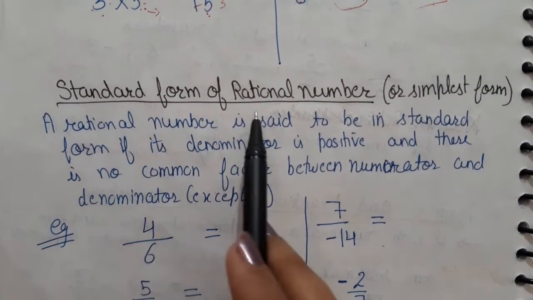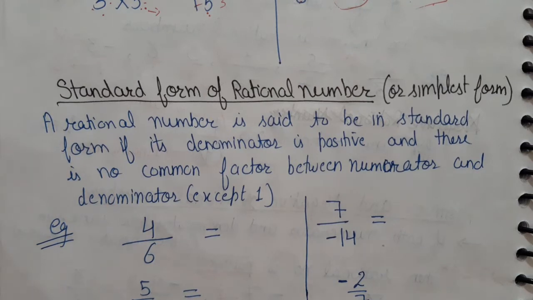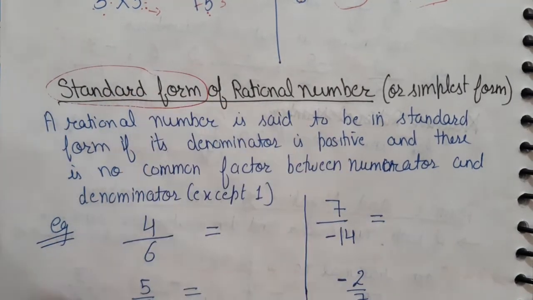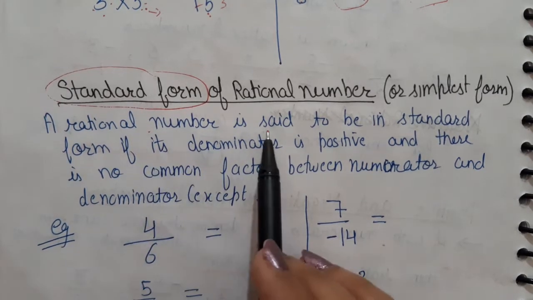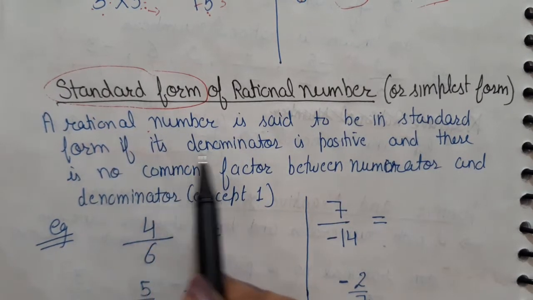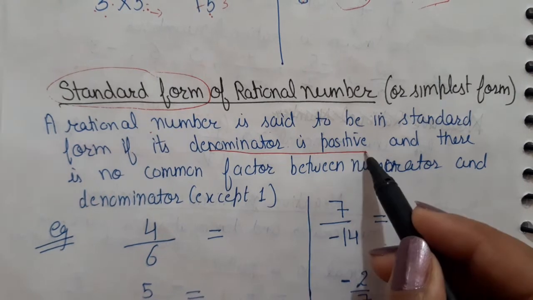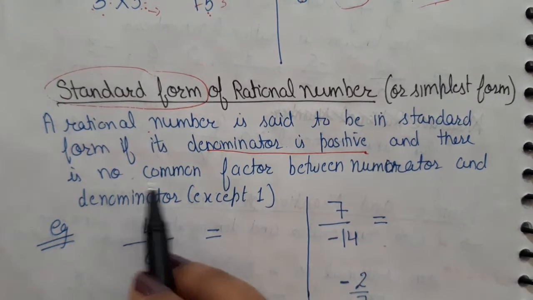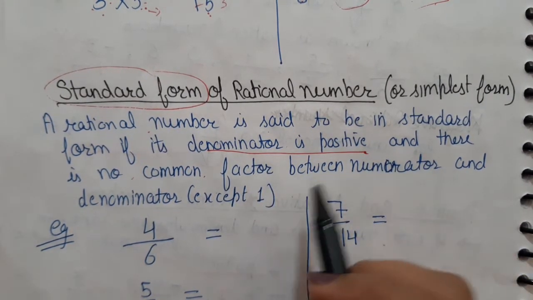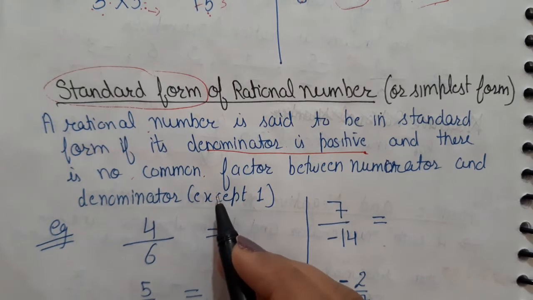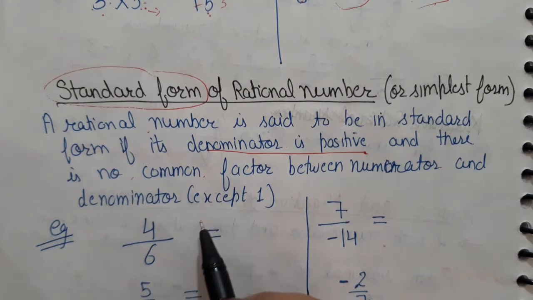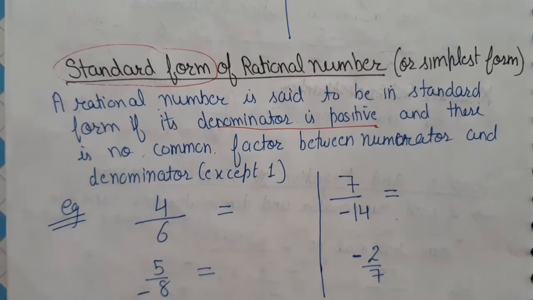Next is the standard form of rational numbers, or the simplest form. How to find the standard form? What is the meaning of the standard form of rational numbers? A rational number is said to be in standard form if its denominator is positive and there is no common factor between the numerator and the denominator except 1, because 1 is always a common factor between any two numbers. Suppose for example 4 upon 6 is given.